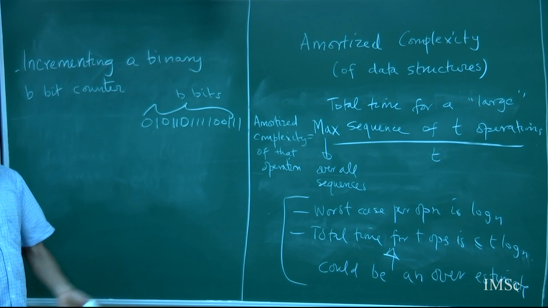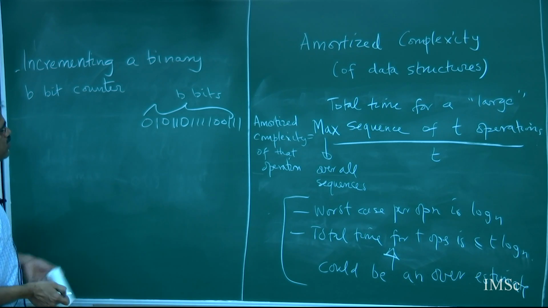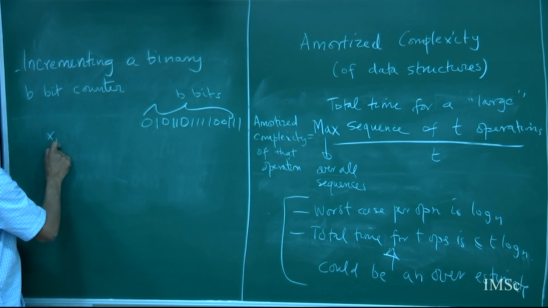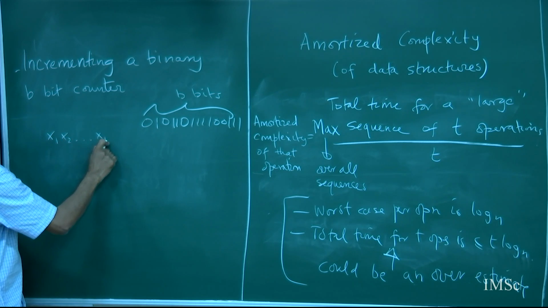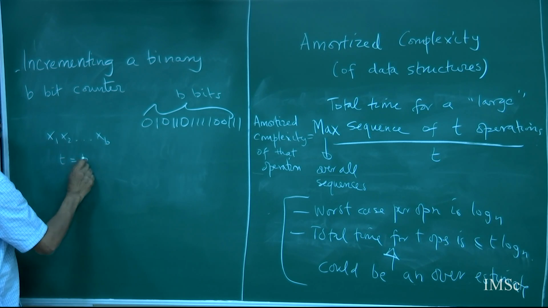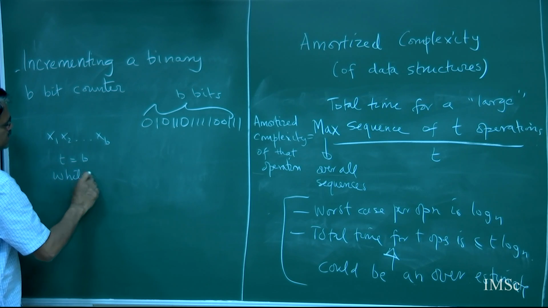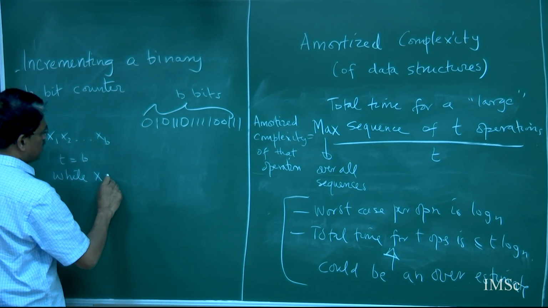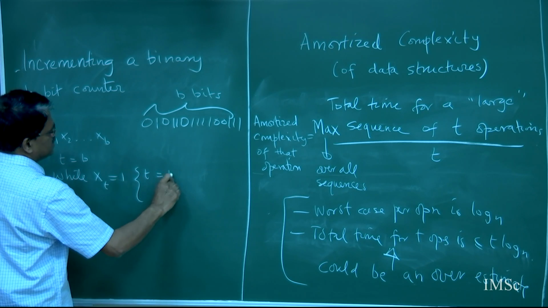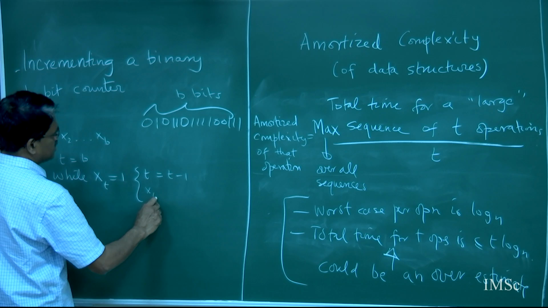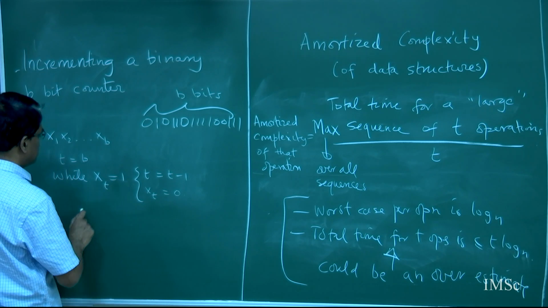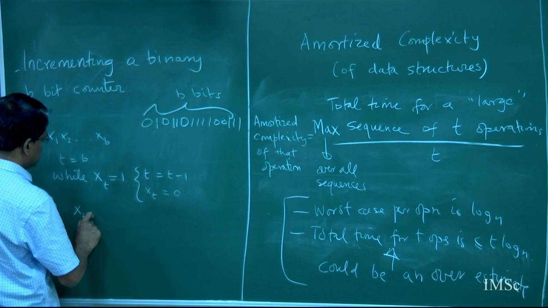So how do you increment? What will be a code for increment? Let's say the counter is x1, x2, up to xb. Here is a code: while xt is equal to 1, t is changed to t minus 1, and xt is changed to 0. And when you get out of it, xt would be 0, and I will change this to 1.